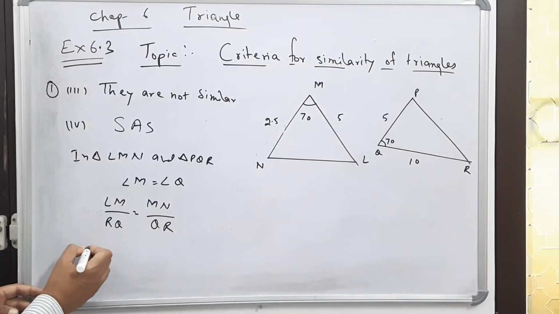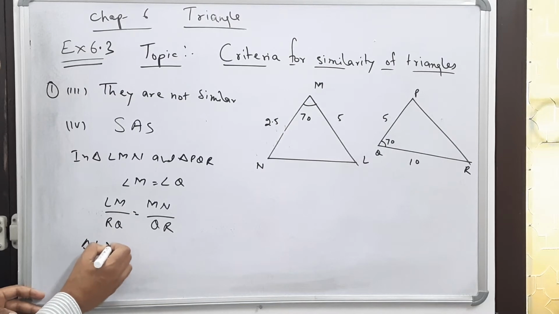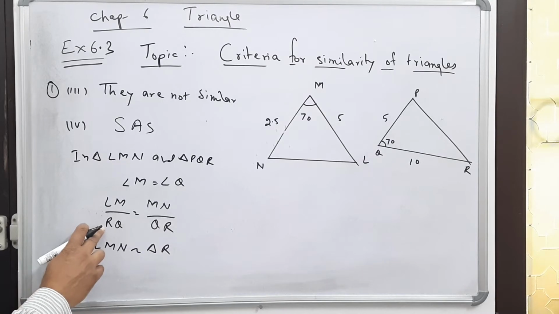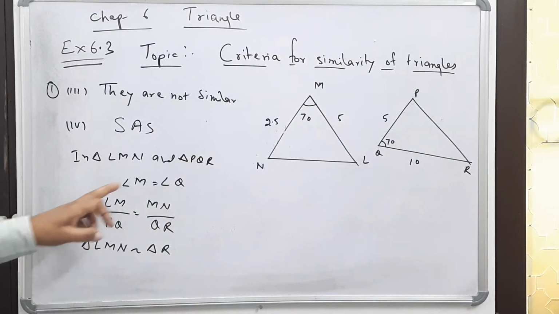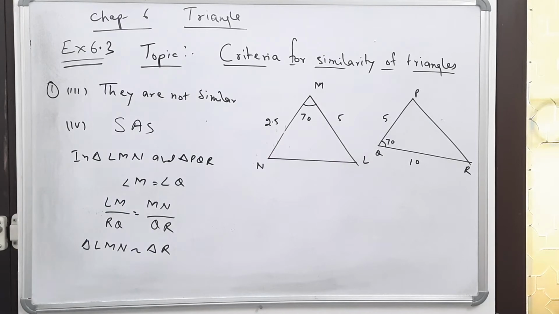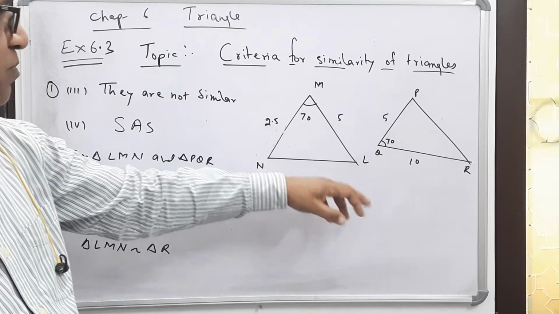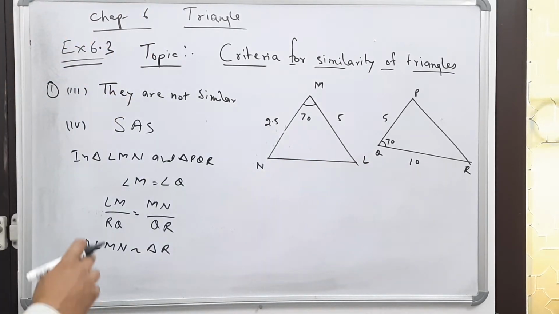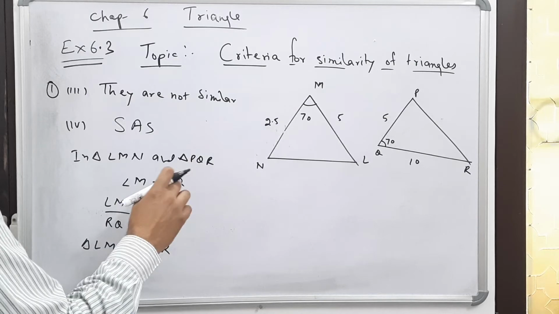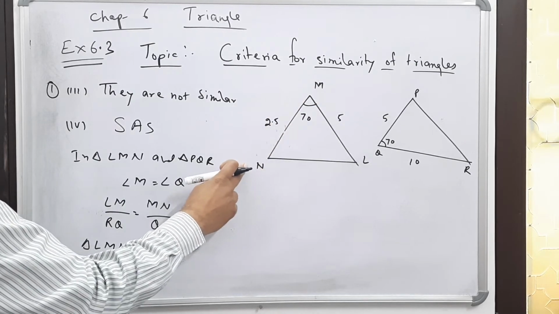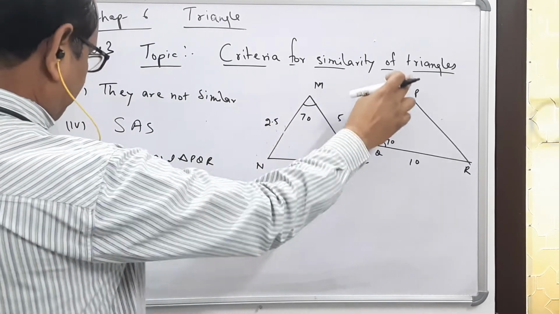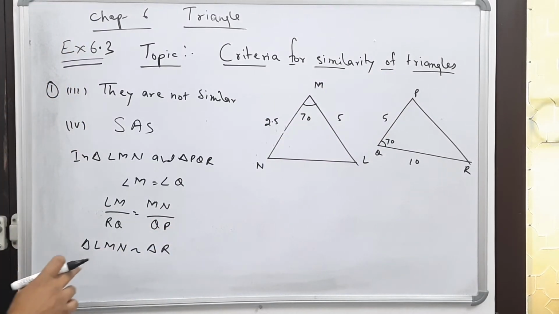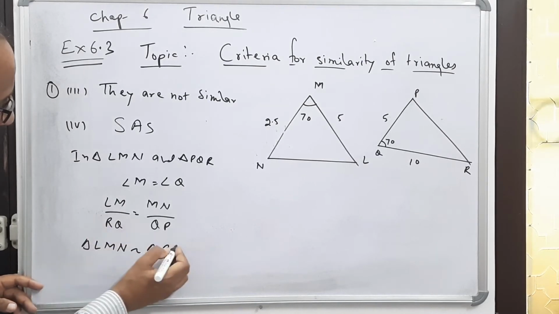So which triangle is similar to which triangle? Triangle LMN is similar to triangle... LM is proportional to RQ. Second, MN is proportional to QP. QP it is, sorry, QP. So which triangle is similar to which triangle? LMN is similar to RQP.